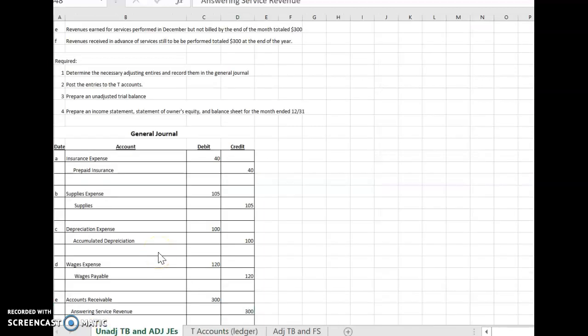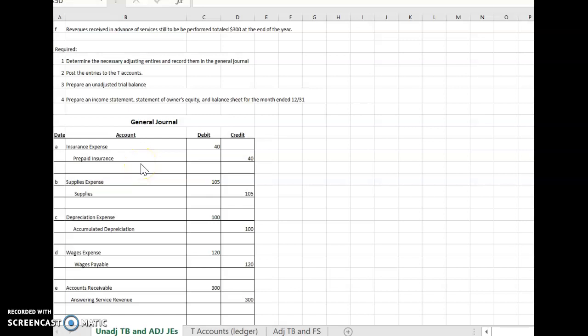Letter F, revenues received in advance of services still to be performed total $300 at the end of the year. So have we done the work? No, not yet, so we need to defer it. So where do we defer it to? We defer it into an unearned account. So we've already done that. So let me show you, because we're in the adjusting process, let me show you what that entry looked like.